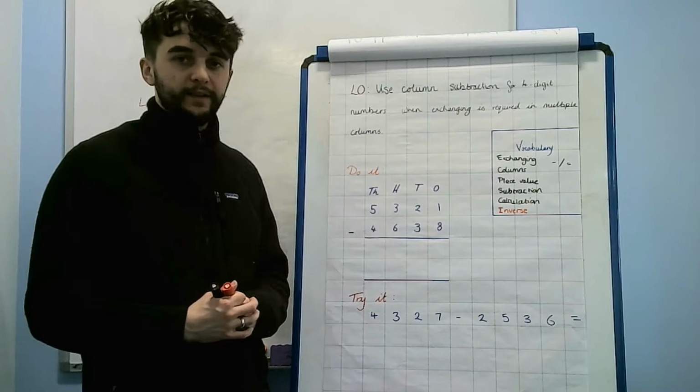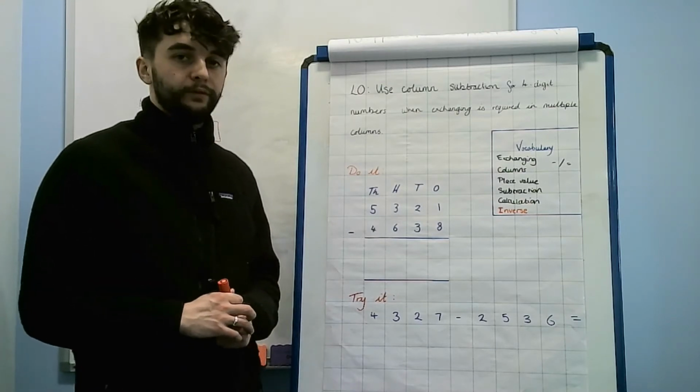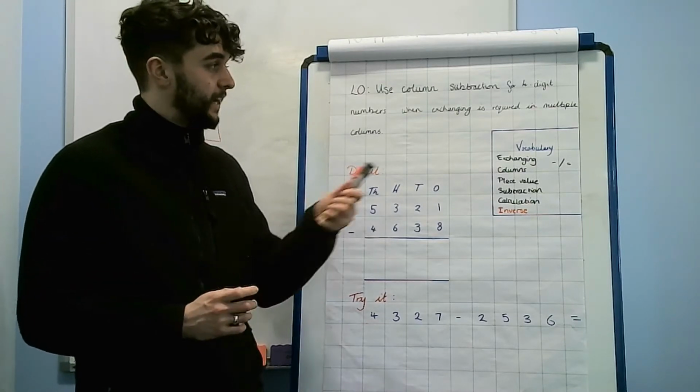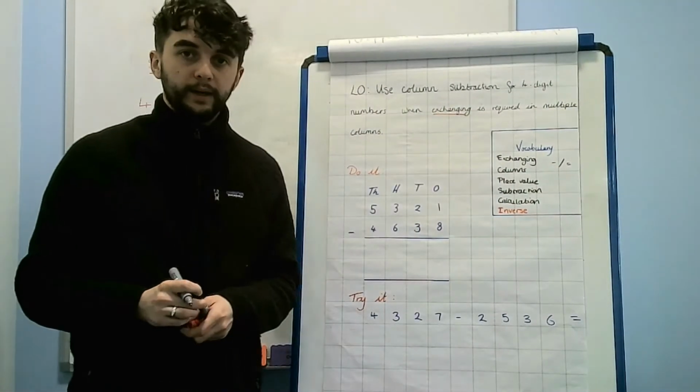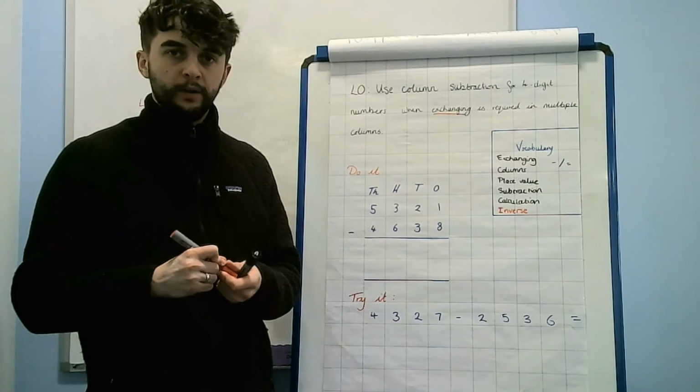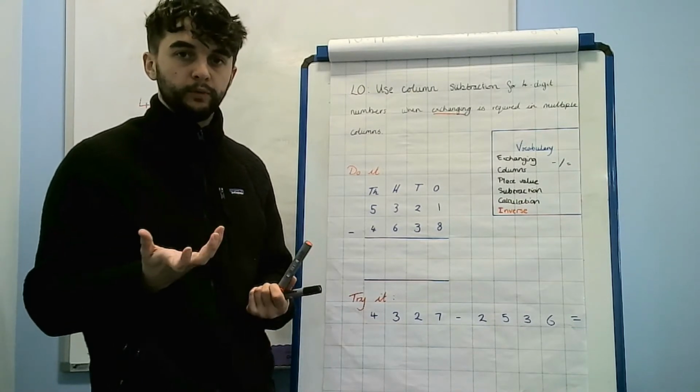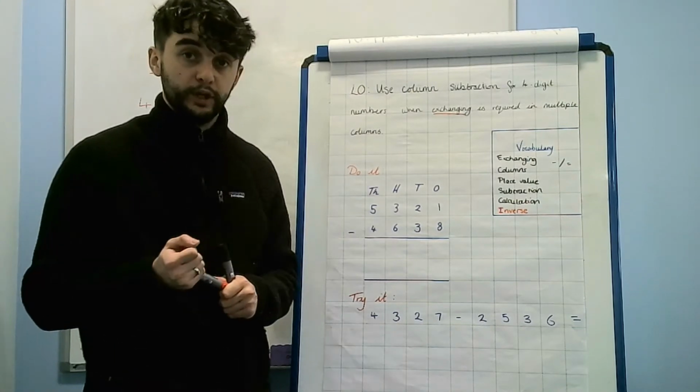Today your learning objective is to use column subtraction for 4-digit numbers when exchanging in multiple columns. An important piece of vocabulary is required. What do we mean by multiple columns? In more than one, okay? More likely more than two potentially.